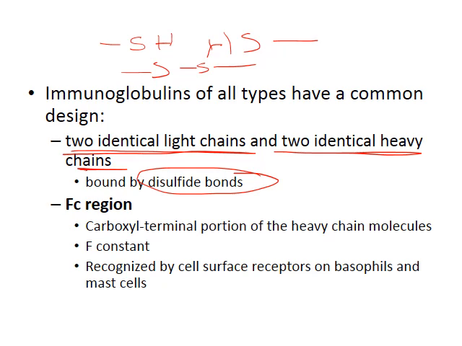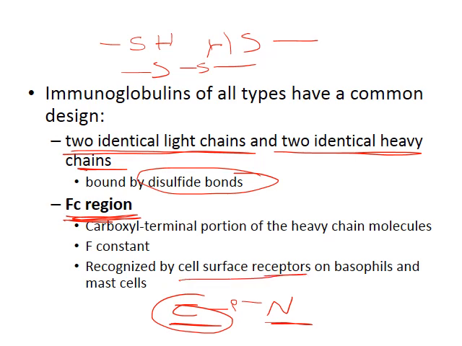Now, within the immunoglobulin, you also have an Fc region. In Fc, the C stands for constant in this case. So it's the carboxyl terminal end. When you look at your amino acids and your proteins, you have a carboxyl end, and then an N-terminal end. This is where your nitrogen is, and this is where your carboxyl group is. On the carboxyl end is where the Fc region is going to be, and this is how it's able to be recognized by cell surface receptors on your basophils and a few other cells.